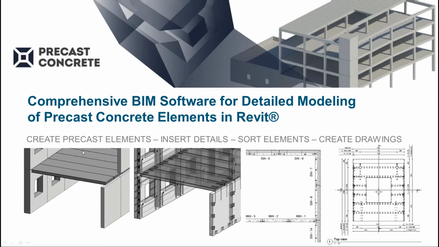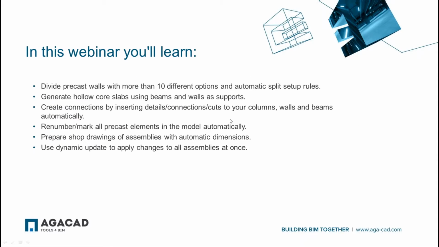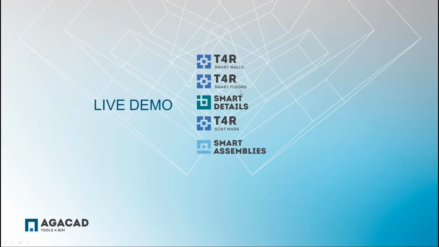Okay, so with this suite, you can create elements, insert details, sort elements, and create drawings automatically. And this is the list of tools which are inside the Precast Concrete Suite. So smart walls for wall joint management, then smart floors for hollow core slabs, and smart details for the connections, sort mark for sorting of elements automatically, and then automatic drawings with smart assemblies. So I will just show how these tools work in the presentation, and you will just see now.